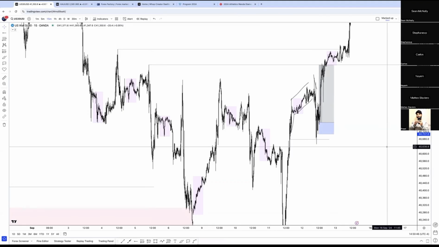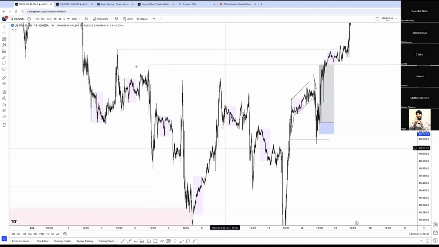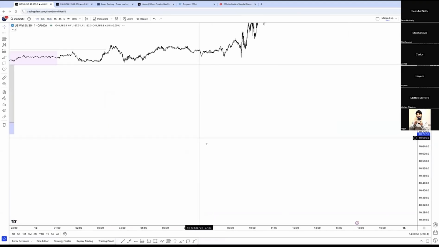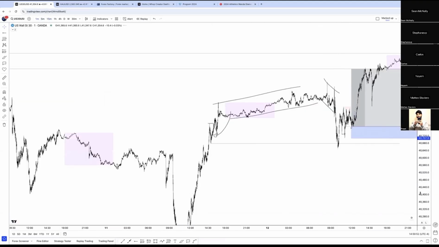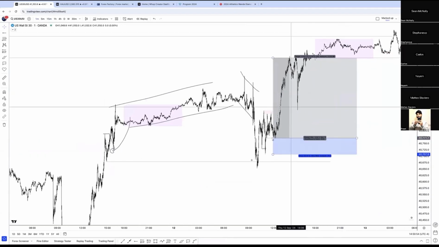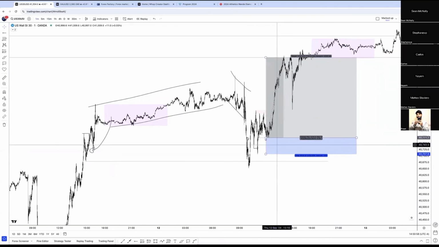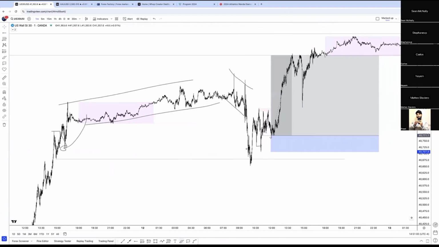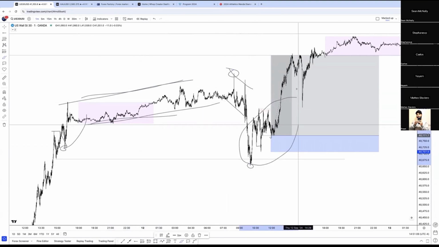Very, very clean. This is just so textbook. This is the kind of entries you want. And look at the PA you get following that. This week was crazy, yeah. Build up. Trap move down. Okay? And now we're looking for entries here.